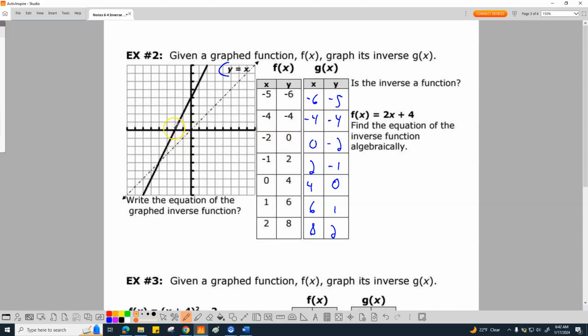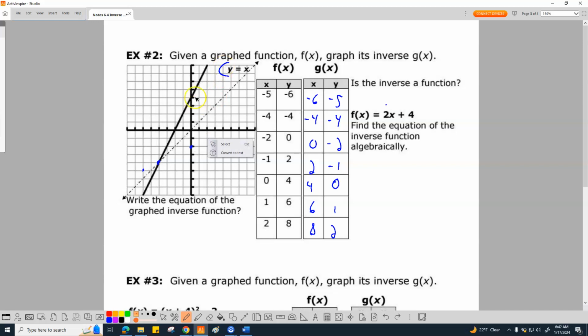of these points. 1, 2, 3, 4, 5, 6. 1, 2, 3, 4, 5. That's one of them. Now I'm going to do -4, -4. -4, 1, 2, 3, 4. Makes sense that it's on the line. 0, -2. 0, -2 is going to be right here. 2, -1 is going to be right here. 2, -1.